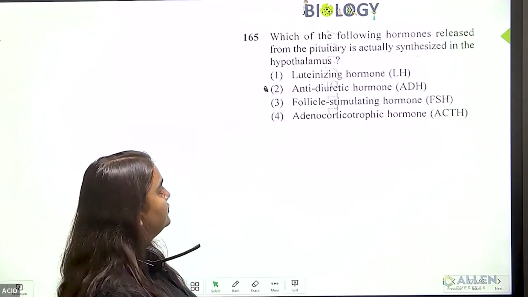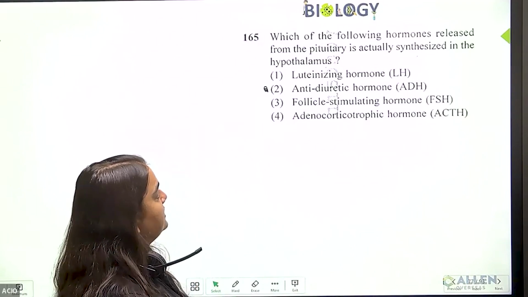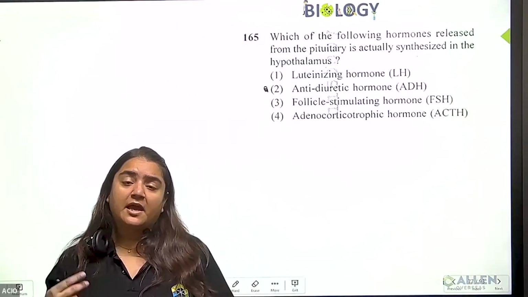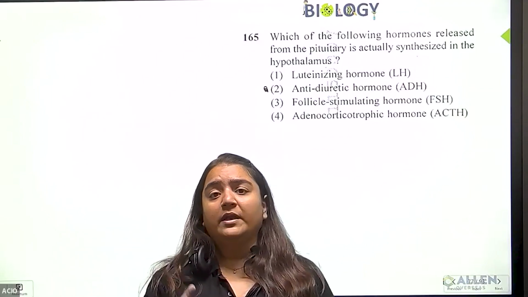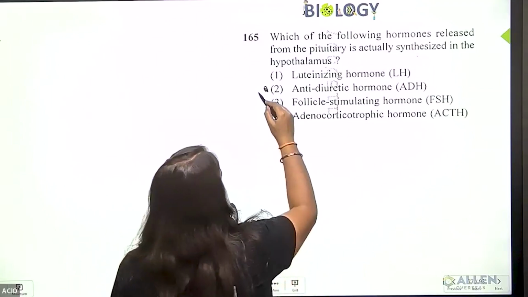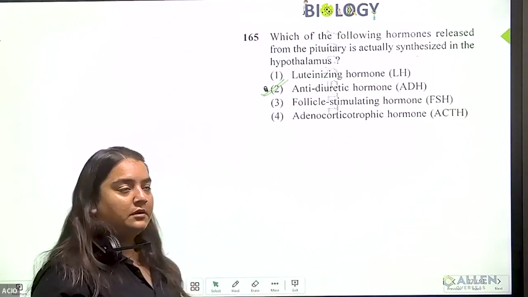Which of the following hormones released from the pituitary is actually synthesized in the hypothalamus? There are two hormones which are synthesized in the hypothalamus and released by posterior pituitary. One is antidiuretic hormone, second one is oxytocin. So over here we have the option of ADH.